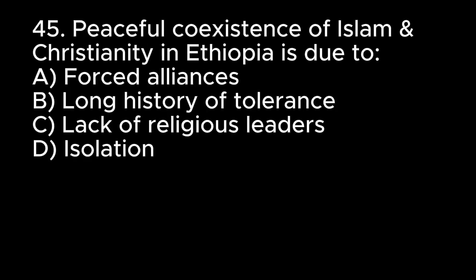45. Peaceful coexistence of Islam and Christianity in Ethiopia is due to A. Forced alliances. B. Long history of tolerance. C. Lack of religious leaders. D. Isolation. Answer: B. Ethiopia has a long tradition of tolerance.